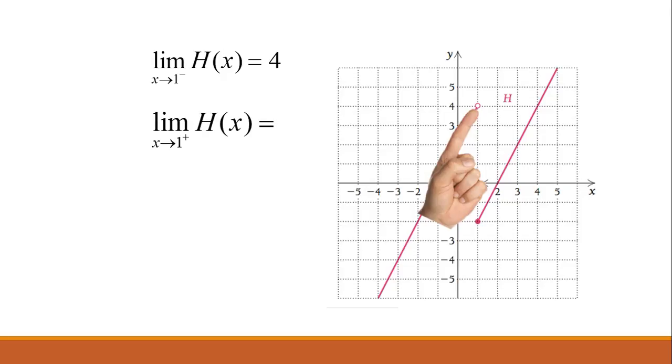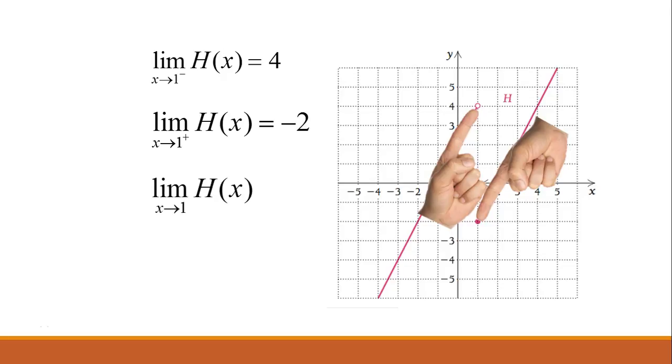The limit as x approaches 1 from the right of this function means we're going to move from the right as close as we can to the point that has an x-coordinate of 1, and the y-coordinate for that point is negative 2. So what does that make the limit as x approaches 1? Well, since the limit from the left and the limit from the right aren't equal, we're going to have to say that the limit as x approaches 1 of our function does not exist.